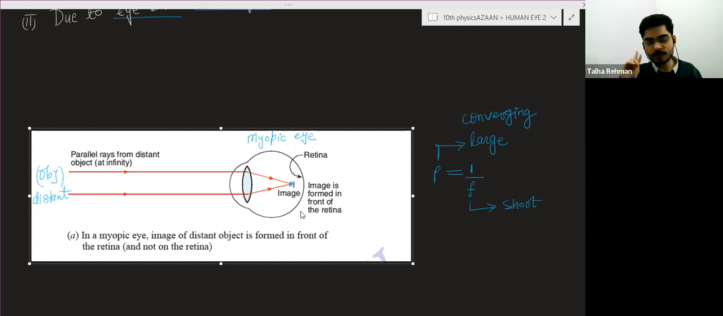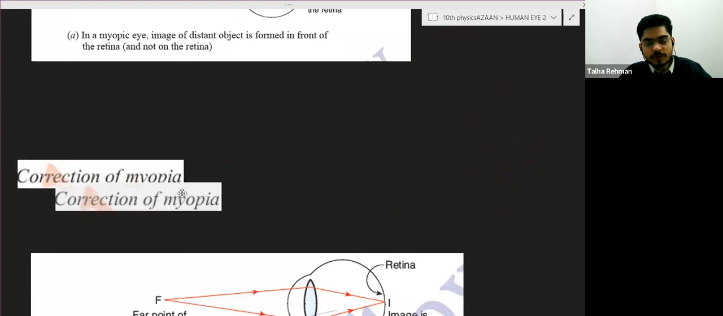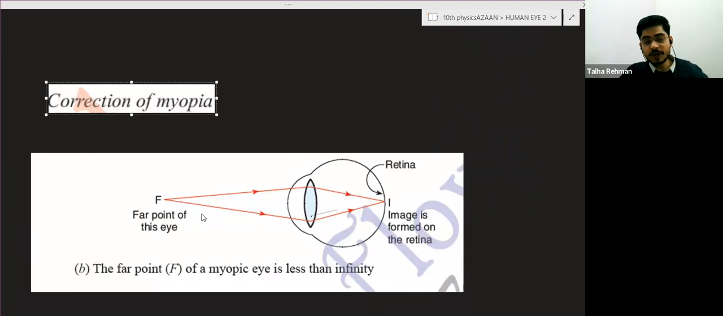This point you have to remember. Okay. Now, what will be the far point for the myopic eye? So now we will discuss the correction of the myopia, and we will use one very important point. This point we will use.